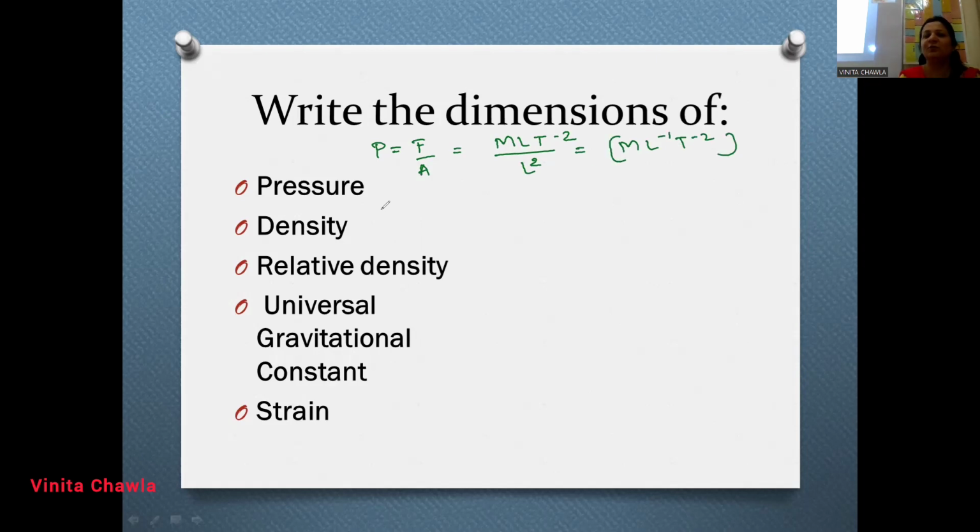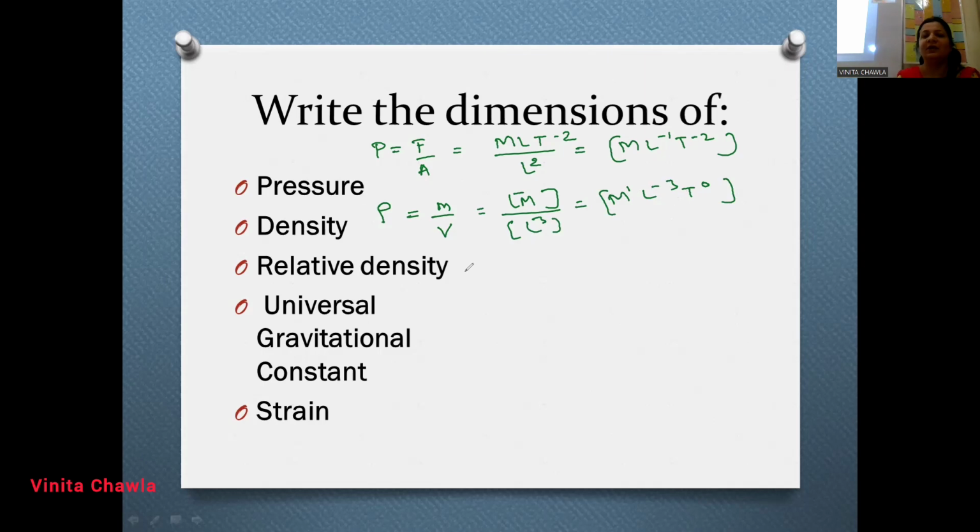Density is denoted by rho, and it is mass per unit volume. Write the dimension of mass first. It is M. Dimension of volume is L3. So we will get M1 L minus 3, and there is no T now. So you can simply write T0. No need to write it, but if you're writing dimensions, you should write properly.